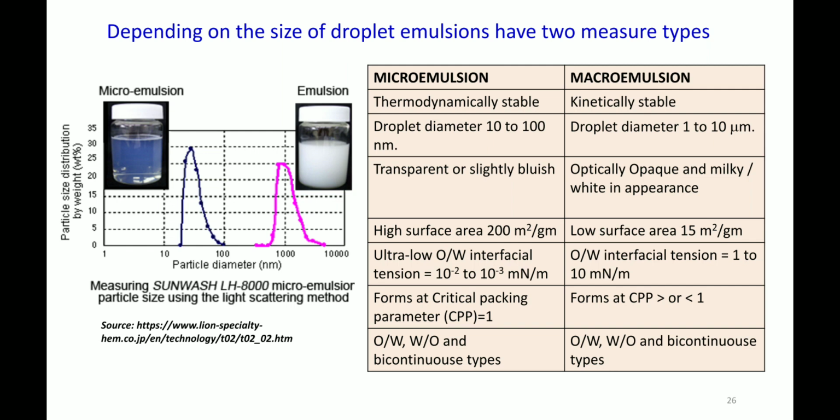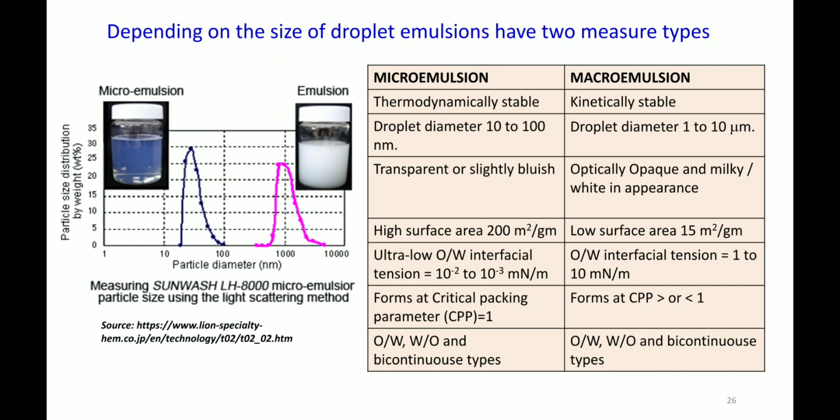The next point is that the micro emulsion has a high surface area, about 200 meter square per gram. Why does it have a high surface area? You are well familiar with the nanoscale effect: because its size is very small, 10 to 100 nanometers, obviously its surface area is very high. Whereas the macro emulsion has a low surface area, about 15 meter square per gram.